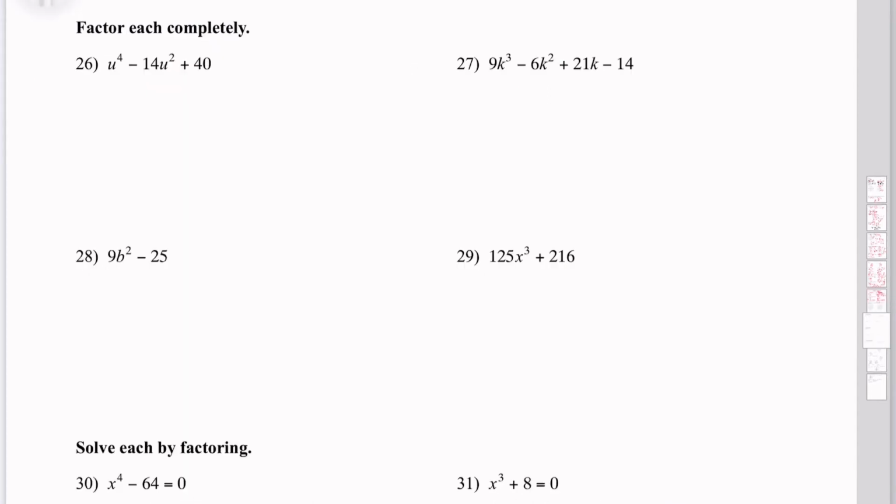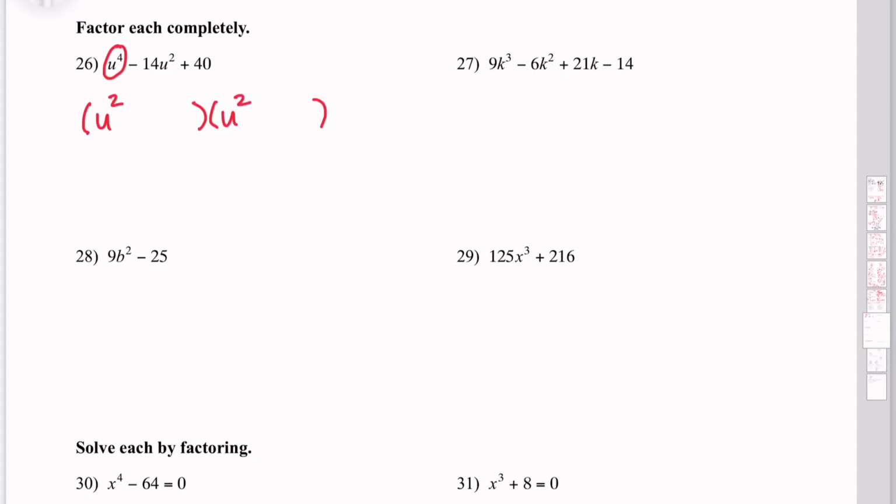For questions 26 through 29, we need to factor completely. So our function is u to the fourth power minus 14u squared plus 40. Notice how u to the fourth can be square rooted into u squared. So what I'm going to do is put u squared in the beginning of each parentheses.